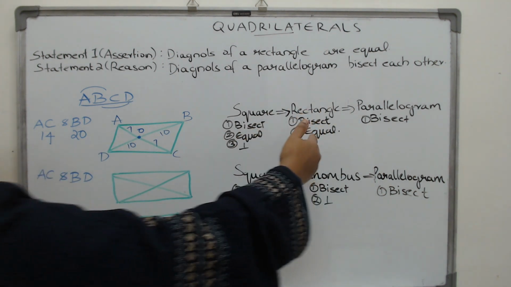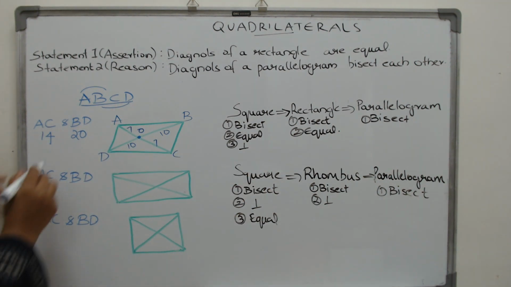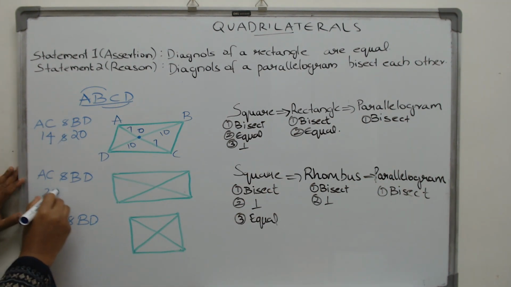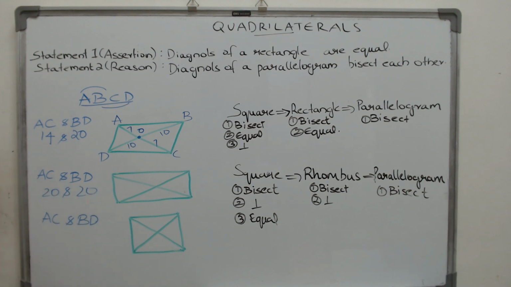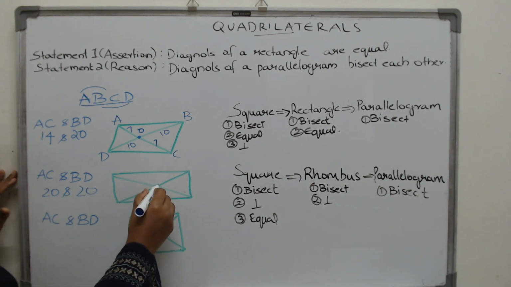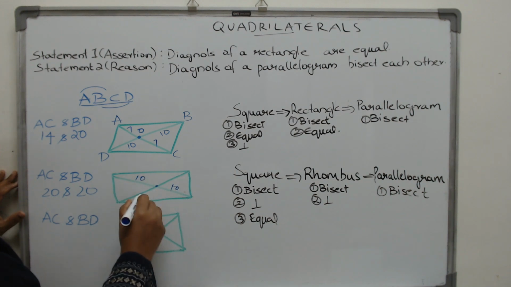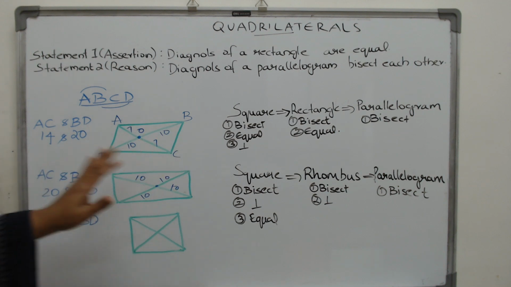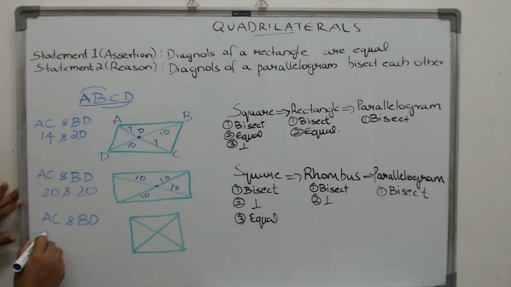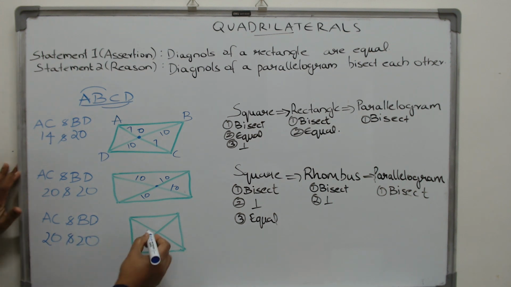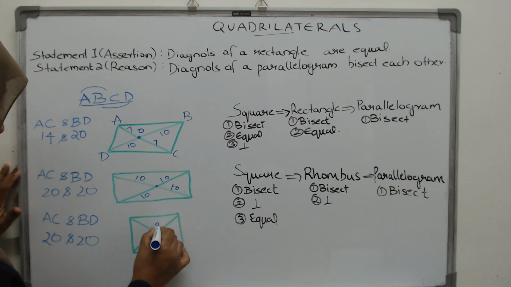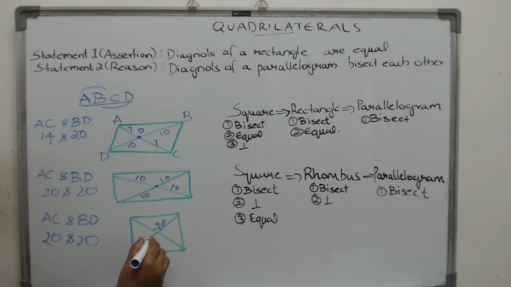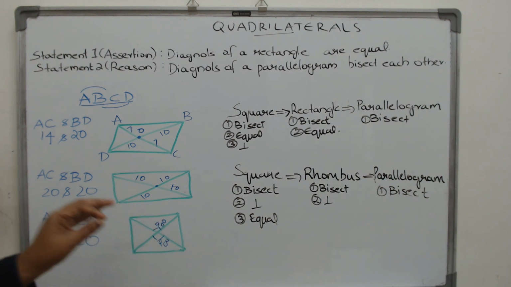Now, when it comes to rectangle, you have another condition. It cannot be 14 and 20. They have to be same. They have to be 20 and 20, which means what? You have four equal parts here. Now, when it comes to square, even this is not enough. Even the diagonals being same is not enough. They have to meet each other at right angles. So, here a 90, here a 90. All the four angles are 90.